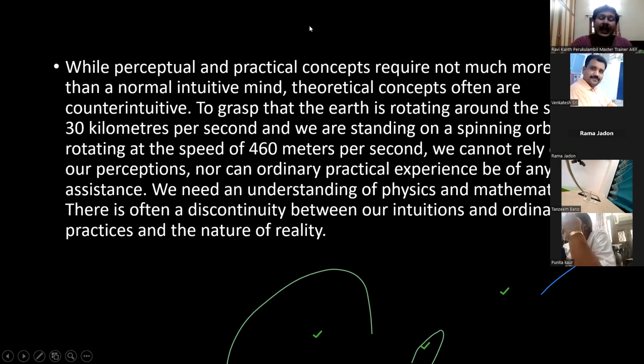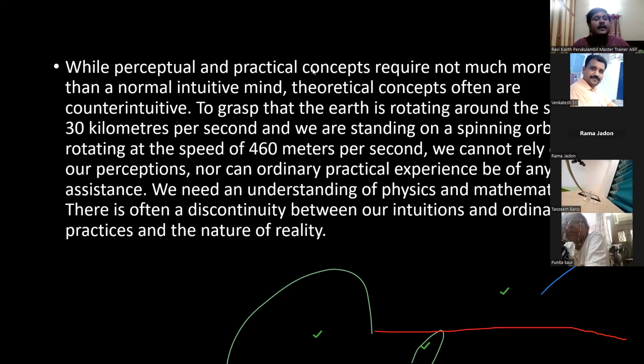While perceptual and practical concepts require not much more than a normal intuitive mind, theoretical concepts often are counterintuitive, which means they need lots of homework, isn't it? Every concept has a specific theory given by a person who has done vast research on it. For that, intuition doesn't always work. Okay, the child has to understand the theory behind it.